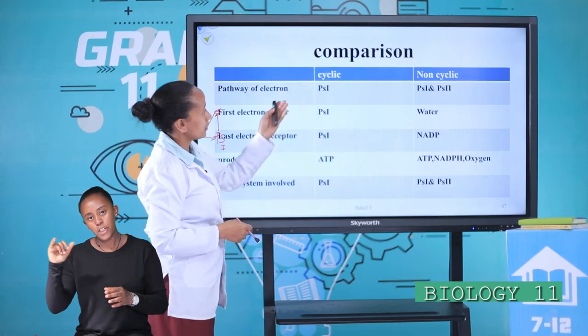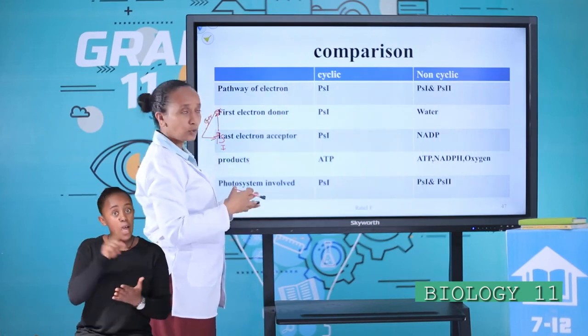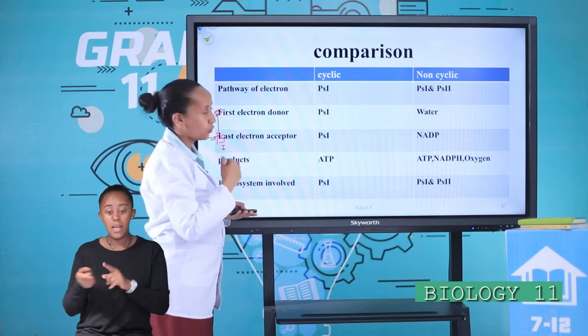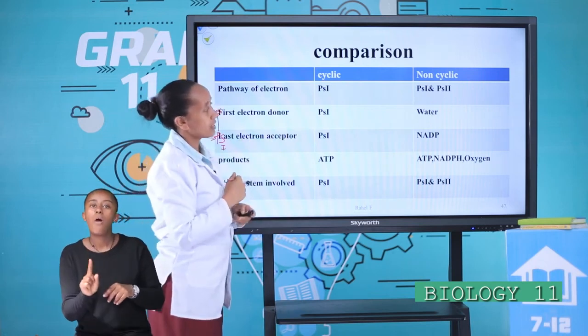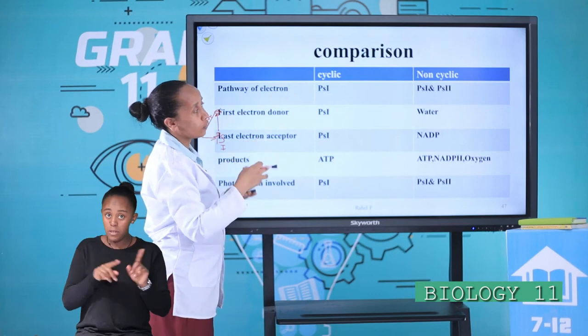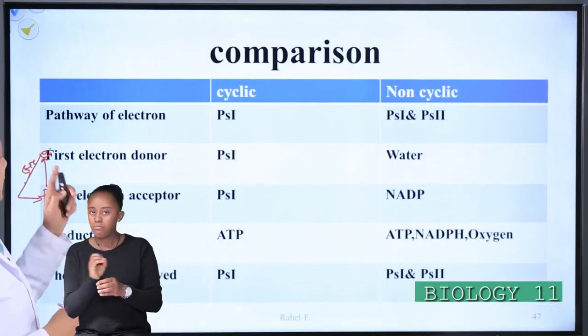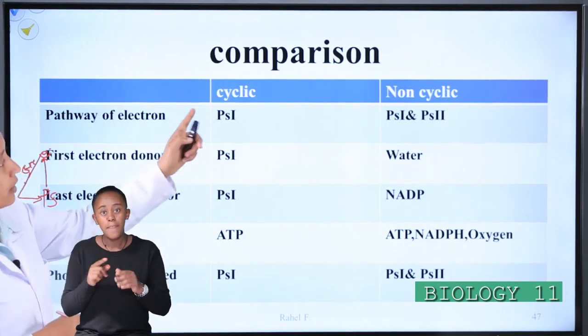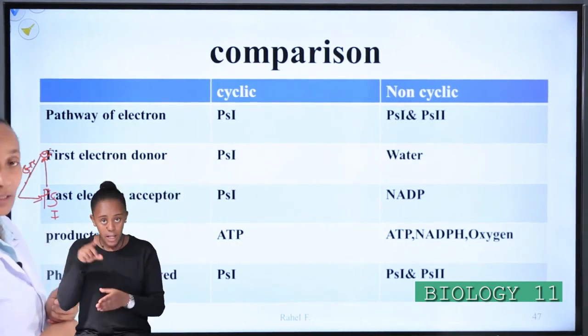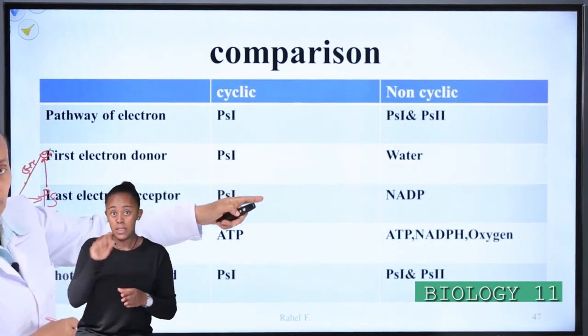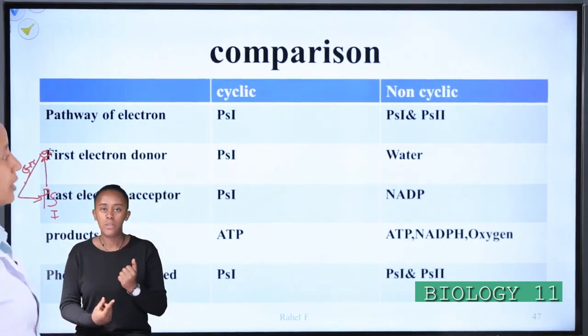For example, in cyclic photophosphorylation, electrons will leave from photosystem 1 and return back to photosystem 1. In the case of non-cyclic, electrons will leave from both photosystems, but they do not return back. The first electron donor in the case of cyclic is photosystem 1. In the case of non-cyclic, it is water, as we said in the light reaction.